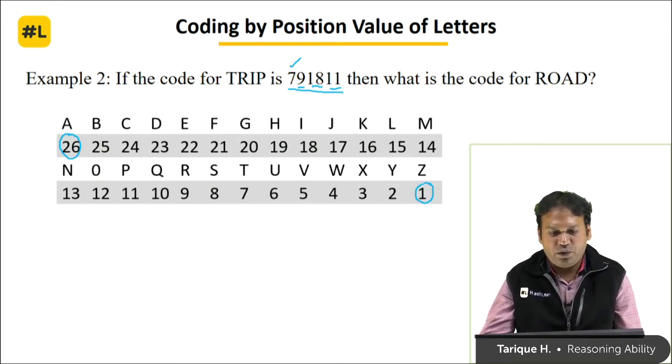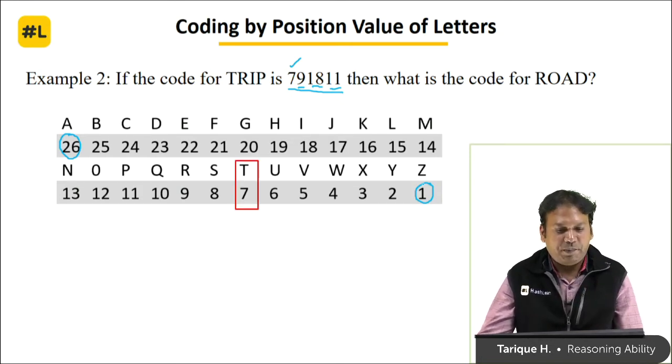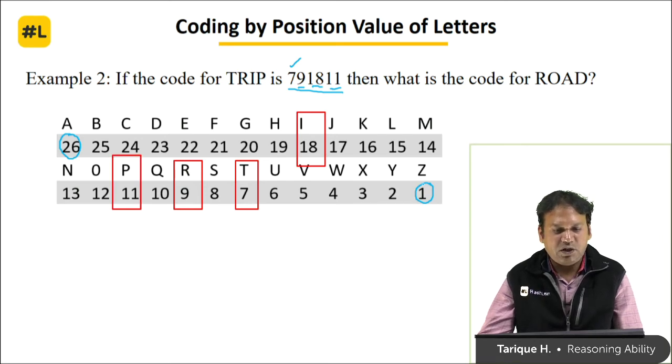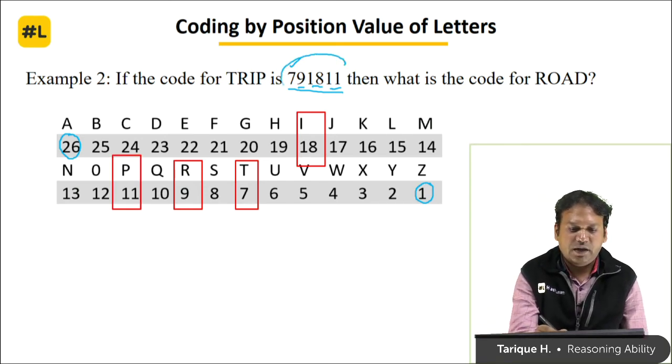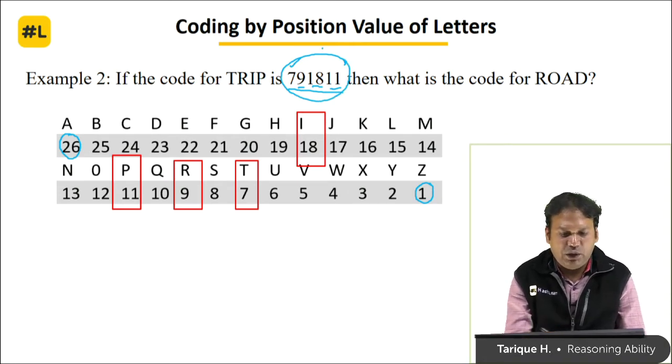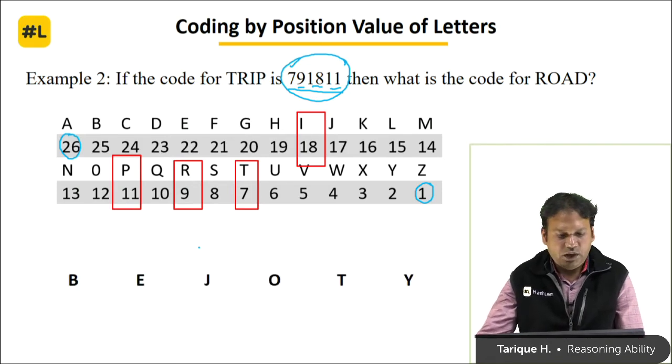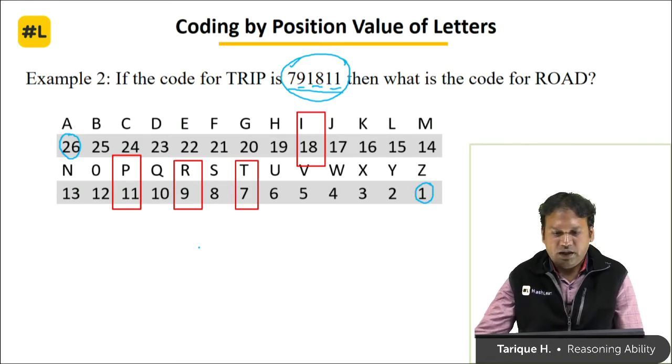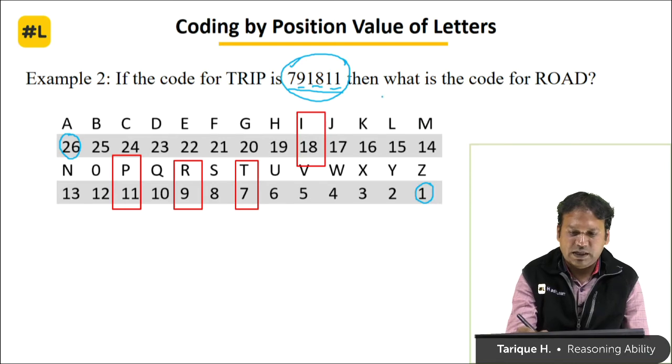So what is the code for road using this particular order? First of all, you see here, trip, T is 7, R is 9, I is 18 and P is 11. That is how we get the code here, 7, 9, 18, 11. So if you take out the positional value here, what will be road equal to? Now you understand this. First of all, let us get the answer, then we will see what else we can do. So what will be the answer for road?